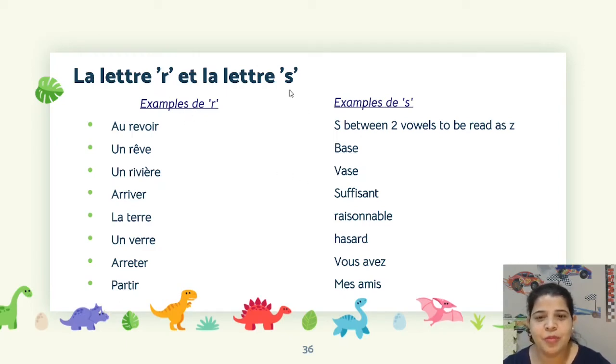And now we will move on to the letter S in French. Letter S is usually pronounced as S, and all I want to tell you is one very important thing. When S is between two vowels, it has to be read as Z. For example, base, because A and E are vowels. Base, vase.